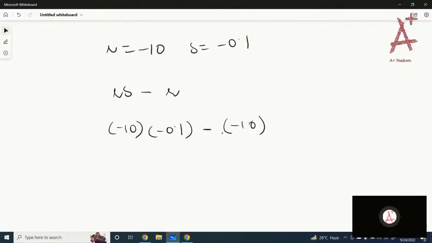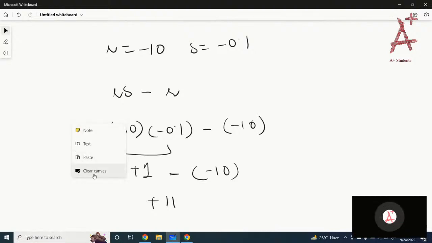You are multiplying two negative numbers, so the answer must be positive. 10 times 0.1 is 1, so you have a positive 1, and minus negative 10. You are subtracting a negative number, so the answer is positive and you have to add them. Got it? 10 plus 1 is 11, so the answer is positive 11. Got it? Select the correct option and click on the OK button. Okay, the next is 1 by 4 subtract 1 by 2.